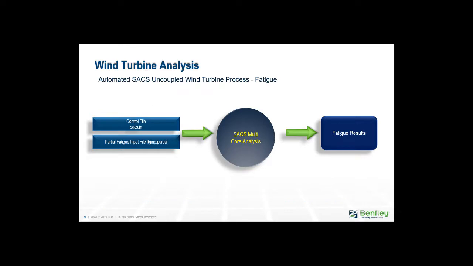To do an uncoupled analysis, it's fairly straightforward. We have a control file which defines the locations of the directories for the various simulations, and we also provide a partial fatigue input file which does not contain the fatigue load cases. These are automatically generated by the uncoupled process. We can run the analysis through a multi-core process, and then finally this will yield our fatigue results.